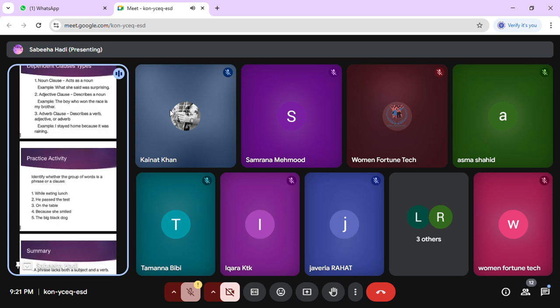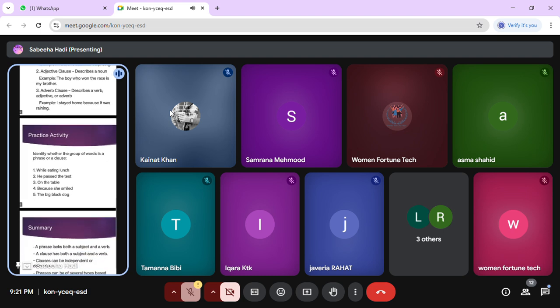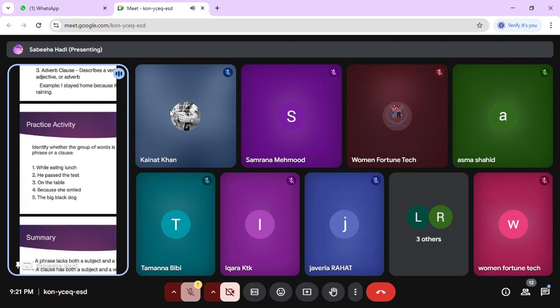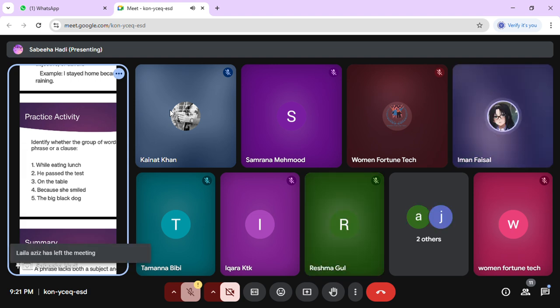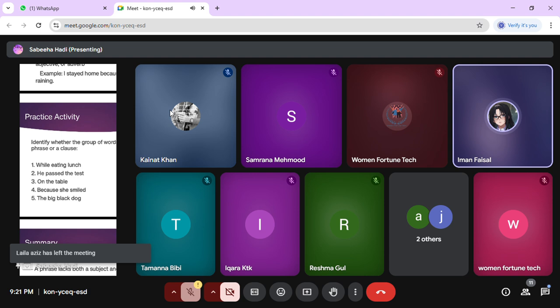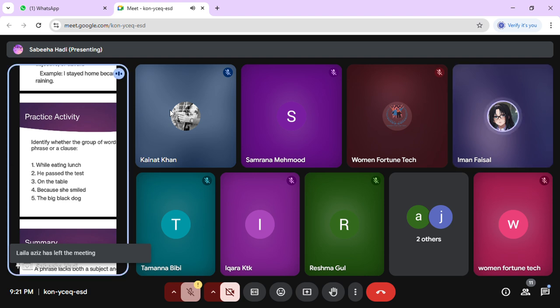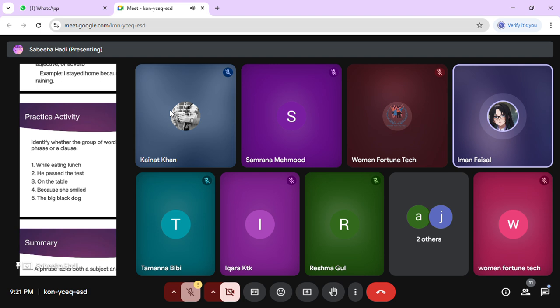Now identify whether each group of words is a phrase or a clause. Here are five examples. Please tell me one by one which is a phrase and which is a clause. The first one is "while eating lunch." Is it a phrase or a clause? It's a phrase, because it doesn't contain a subject and a verb.